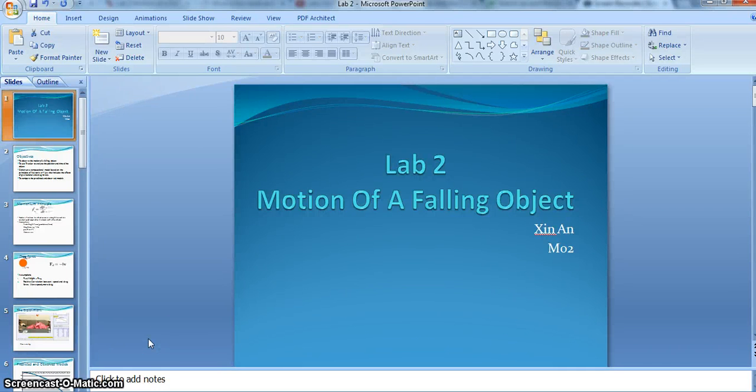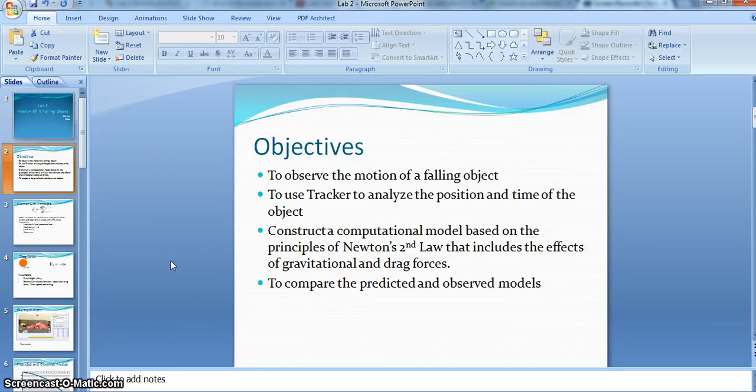Today, we will be observing the motion of a falling object. Let's look at the objectives of the lab. We're going to be using a software called Tracker to analyze the position and time of the object. Afterwards, we're going to be using another software called vIDLE to construct a computational model based on the principles of Newton's second law that includes both the gravitational and drag forces. Finally, we're going to be comparing the predicted and observed models. Let's go look at some concepts first.